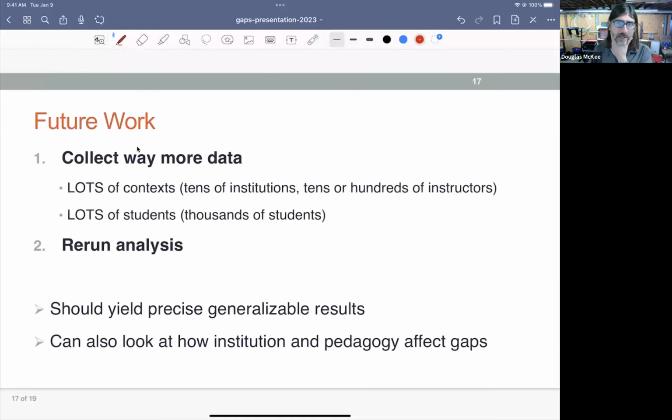So how do we fix it? We have to collect more data. We need lots of contexts. We want to do this at lots of institutions with lots of instructors, and we want lots of students. Then we want to redo the analysis. If we do that, we get nice, precise, generalizable results. And we can see how the institutional characteristics and the pedagogy characteristics are correlated with these gaps.